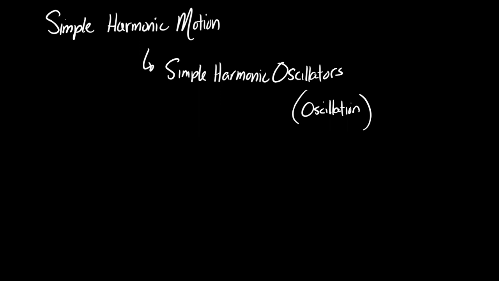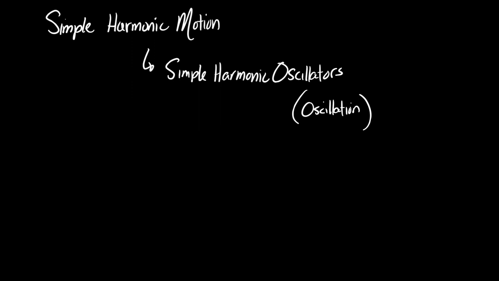The word harmonic means that it takes the same amount of time to repeat. That's what the word harmonic means. So a harmonic oscillator is something that repeats its motion in a regular way, taking the same amount of time. Okay, so harmonic means that it takes the same amount of time to oscillate.